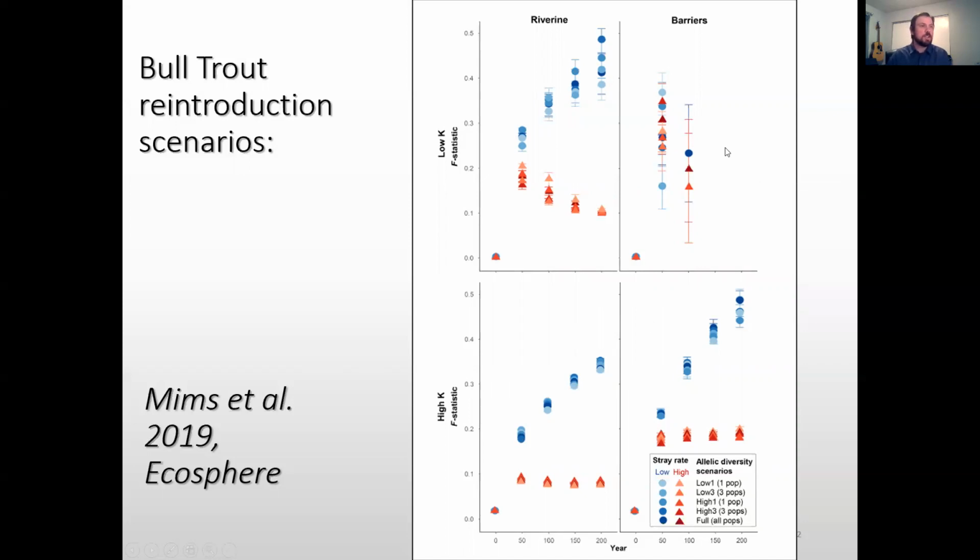The only case where that didn't really hold true was when we had a low carrying capacity scenario with barriers in place, and we had very unpredictable demographics and a lot of populations going extinct, in which case you have a lot of variation in genetic structure at the end of the simulations.